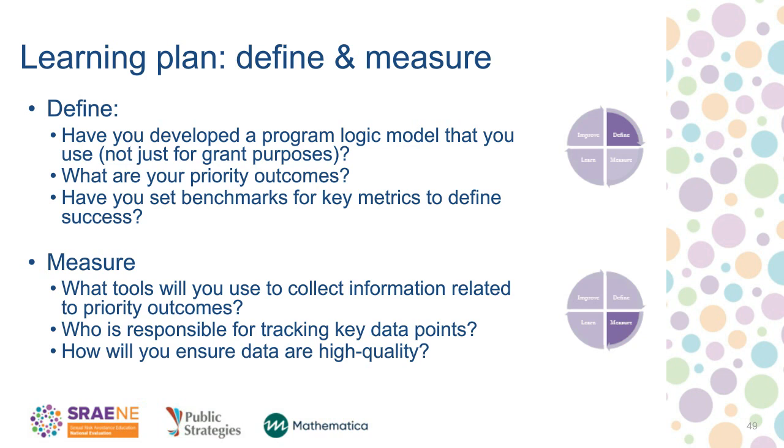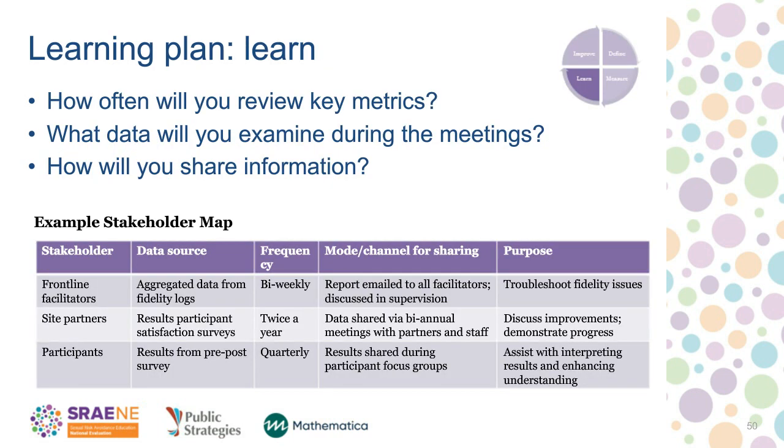And then learning is about sharing, how you share and learn from what you collect. So specifying who are you sharing data with and how. How often are you going to review priority outcomes? Who needs to see the information? How are you going to share it? So maybe that's through regular meetings or sharing reports, as you heard from PATH and Ridge Project.